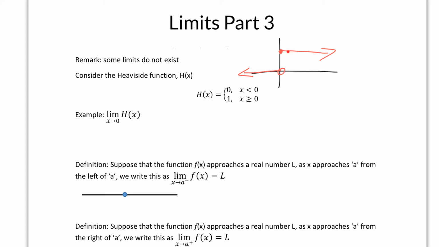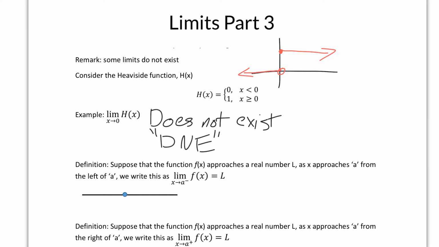If I was to say what's a logical value to fill in right here, some people might say a logical value is 1. Some people might say a logical value is 0. It's hard to say. It kind of looks like 1. It kind of looks like 0. Maybe a half. There's really no consensus. And so because there's no logical value, we would have to say here this limit does not exist. Sometimes we write DNE for short. Does not exist.